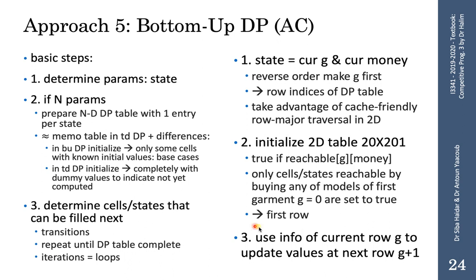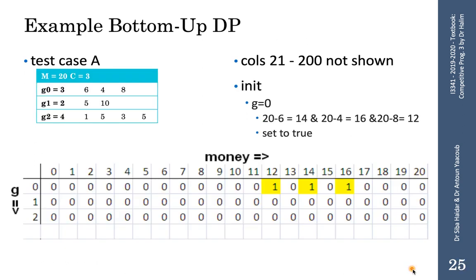And in the iteration, in the third step, we will use the info of the current row G to update the values of the next row G plus 1. Let's take our test case A and see the example.